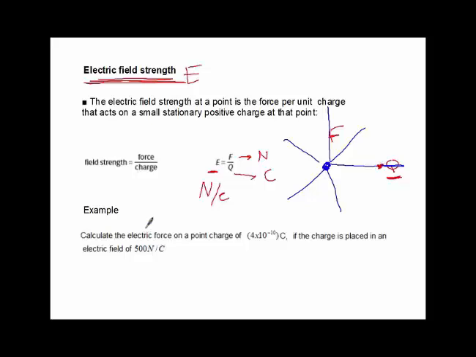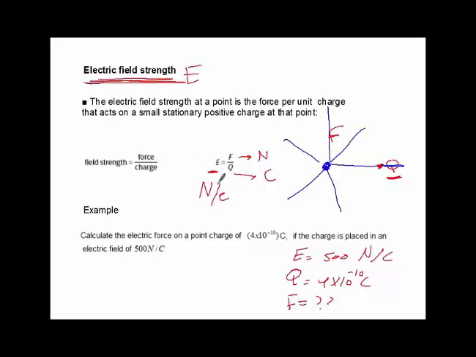Now let's do an example. Calculate the electric force on a point charge of 4 times 10 to the minus 10 Coulomb, if the charge is placed in an electric field equal to 500 newtons per Coulomb. In this field, a charge has been placed. What is the charge? 4 times 10 to the minus 10 Coulomb. They are asking us to calculate the electric force.